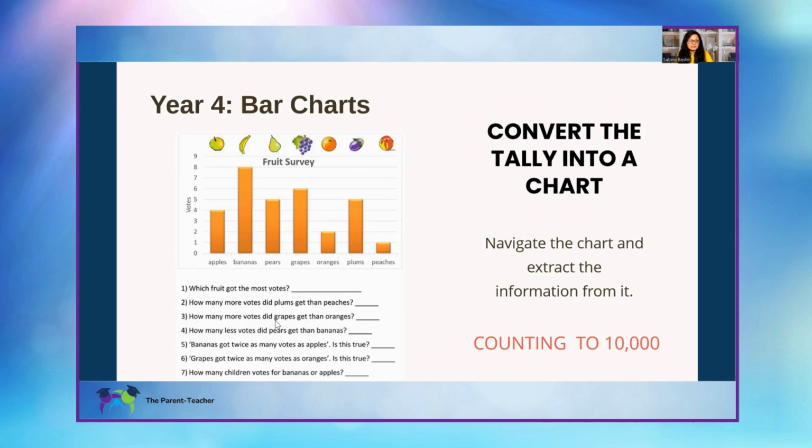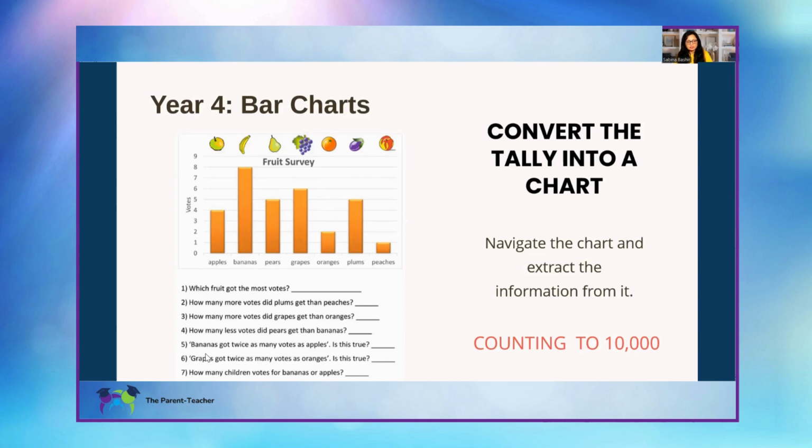How many more votes did the grapes get than the oranges? Grapes got 6, oranges got 2. Take the 2 away from the 6, the answer is 4. How many less votes did the pears get than the bananas? The bananas was 8, pears was 5. Take 5 away from 8, and the answer is 3.